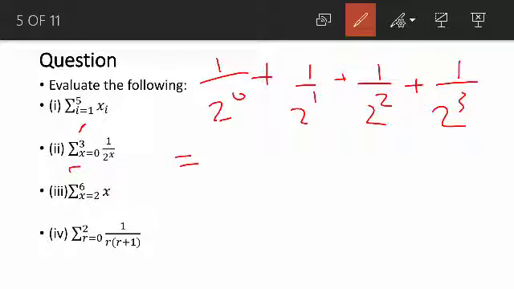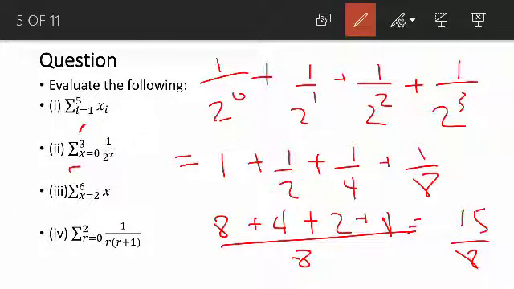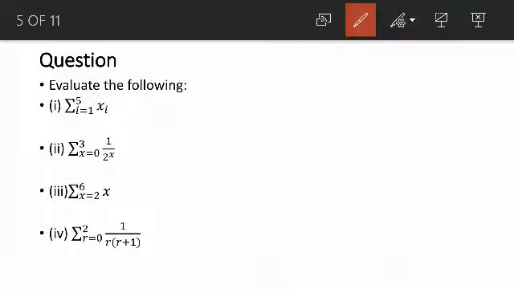Okay, so 1 over 2 raised to power 0 is 1, plus 1 over 2, that's 1 over 2, plus this is 1 over 4, and plus this is 1 over 8. We can as well find the LCM, which is 8. That will give us 8 here, plus 2 in 8 is 4, 4 times 1, 4, plus 4 in 8 is 2, 2 times 1, 2, plus 8 in 8 is 1, 1 times 1, 1. So that gives us 8 plus 4, 12, 12 plus 2, 14, 14 plus 1, 15. So the answer to that question is 15 all over 8. That's quite easy, okay? So that leads us to the next question here.